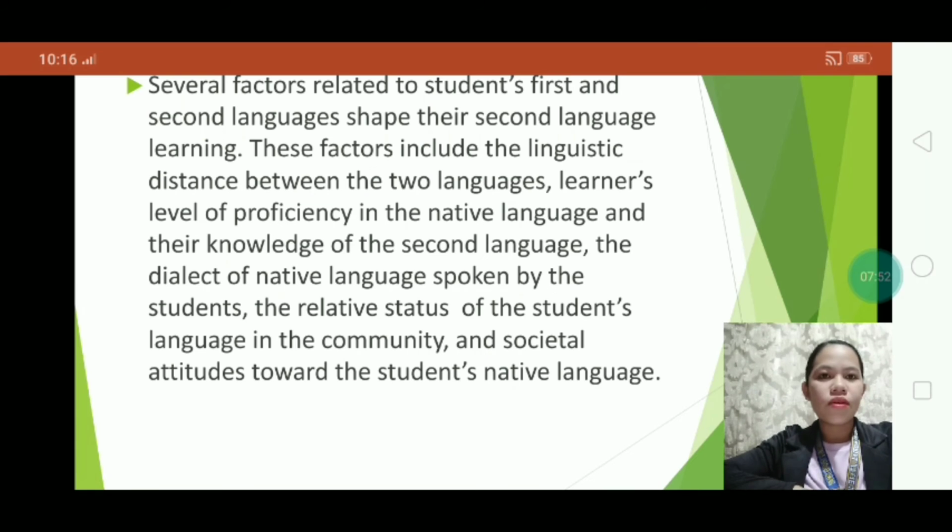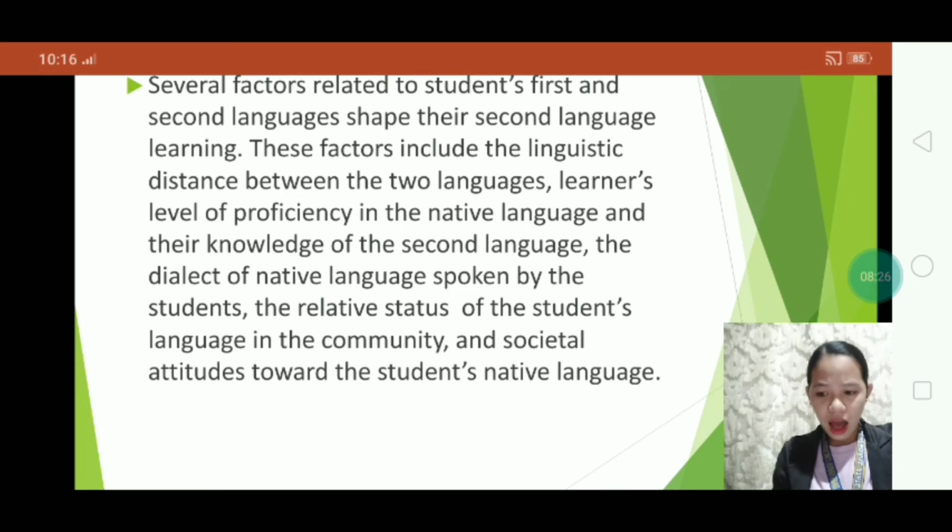Okay, so several factors related to students' first and second language shape their second language learning. These factors include the linguistic distance between two languages, a learner's level of proficiency in the native language and their knowledge of the second language, the dialect of the native language spoken by the students, the relative status of the students' language in the community, and societal attitudes towards the students' native language.